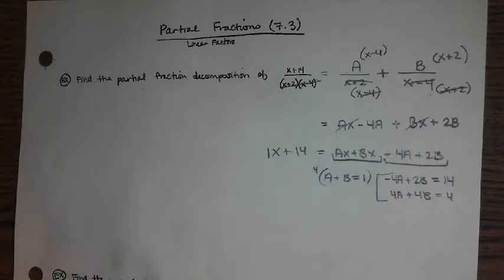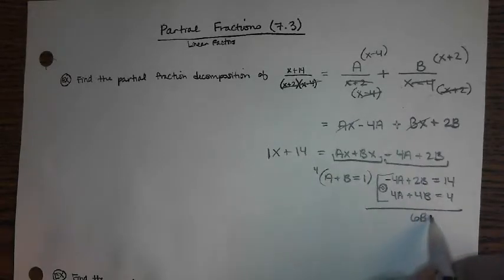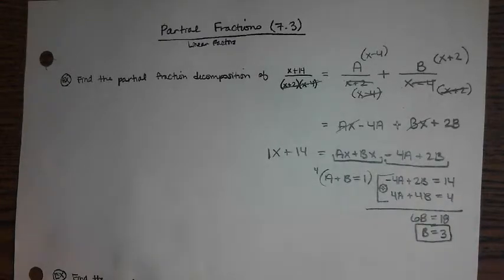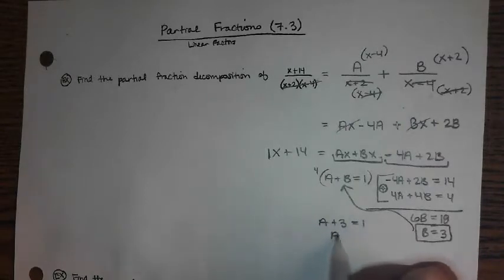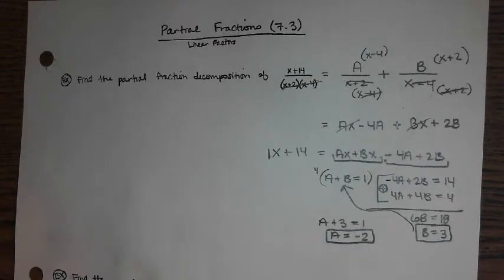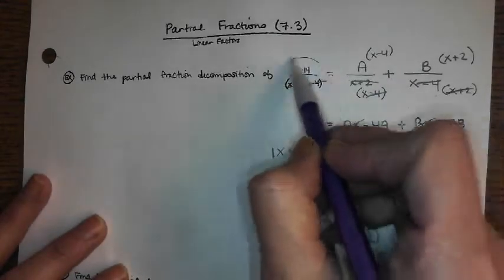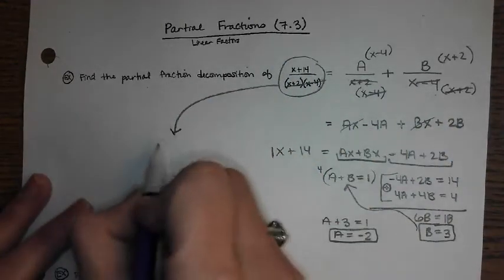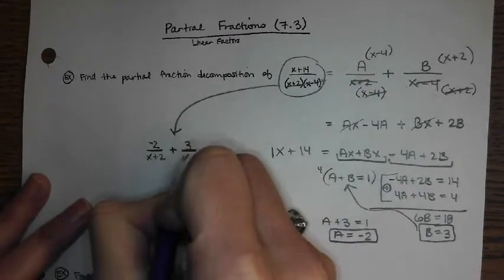So here are my 2 equations. Should I add or subtract? Opposite signs add. So that'll give me 6b equals 18 and b equals 3. And then once you know b equals 3, a plus 3 equals 1, a equals negative 2. And so the partial fraction decomposition of this is negative 2 over x plus 2 plus 3 over x minus 4.